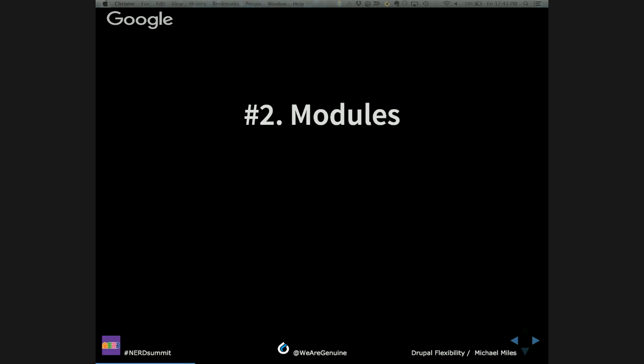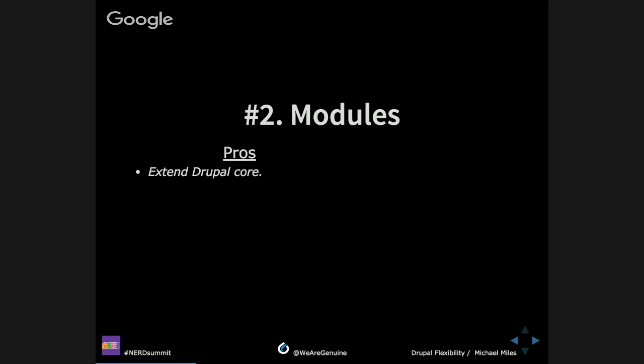Second way I can manipulate data on the database level is using modules. If you're unfamiliar with modules in Drupal, they're what are also known as plugins, say in WordPress or other applications. They're contained pieces of functionality which extend Drupal. The pros of modules: the first one is that they extend Drupal core. Drupal modules allow you additional functionality that Drupal core doesn't have out of the box.